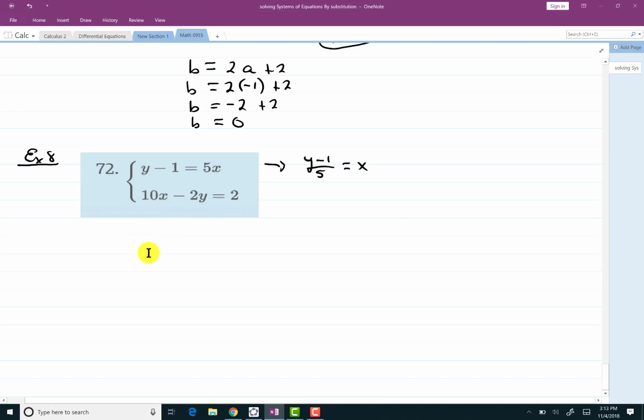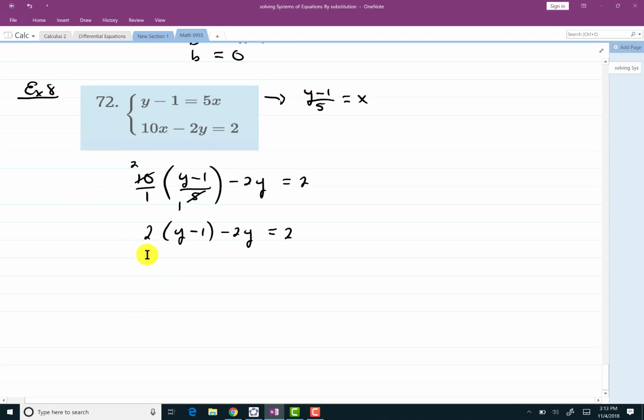Because of this 10 here, I have an opportunity for a nice cancellation. So instead of x, I'll have (y minus 1) over 5, and then minus 2y will equal 2. So here, if you think of this as a 10 over 1, if that's needed for you, I can cancel that 5, and I can cancel the 10. So then what I'll have is just 2 times (y minus 1) minus 2y equals 2.